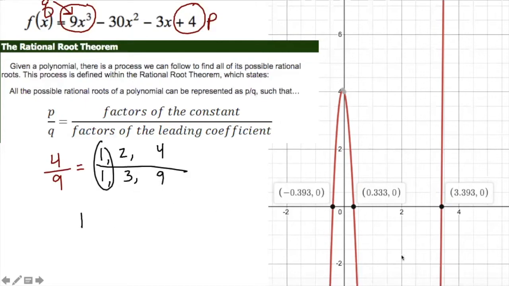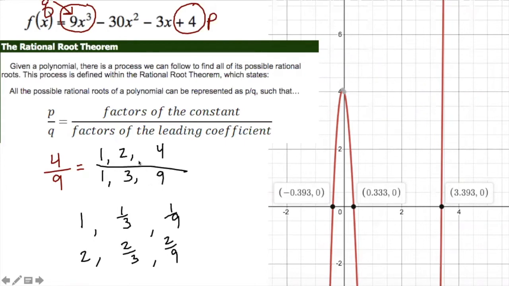We could have 1 over 3, which would be 1/3. We could have 1 over 9, which would be 1/9. We could have 2 over 1, so I'm right here. 2 divided by 1 would be 2. We could have 2 over 3, which would be 2/3. We could have 2 over 9, which would be 2/9.